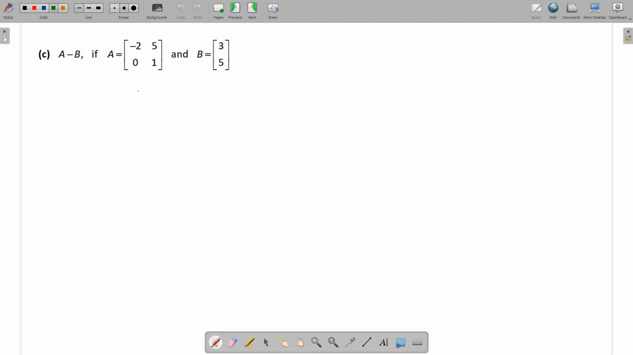One more of these. We're going to try to do A minus B, but always pay attention to the dimensions. These are not the same dimension, so you can't subtract them. This does have an additive inverse, but we can't add these together because the dimensions aren't the same. So again, not possible.